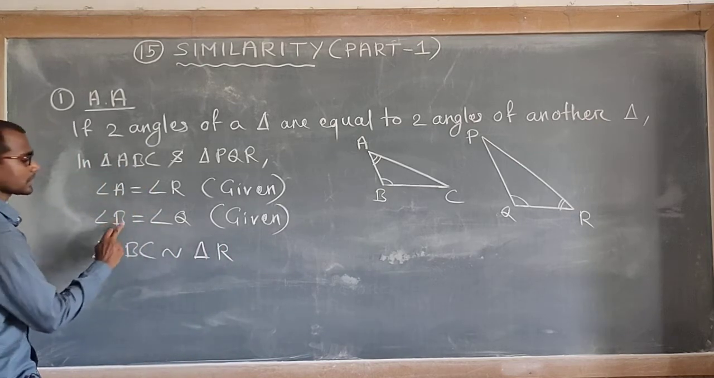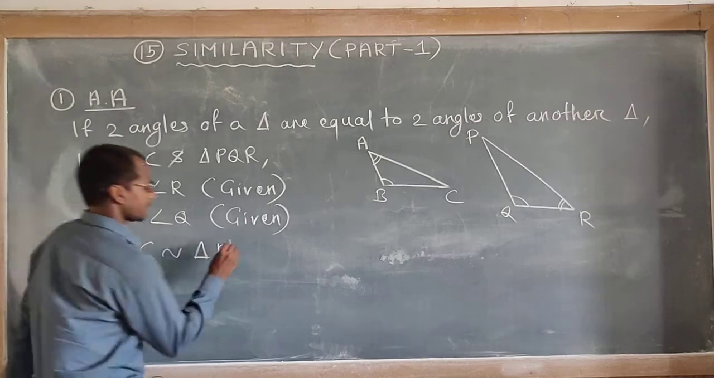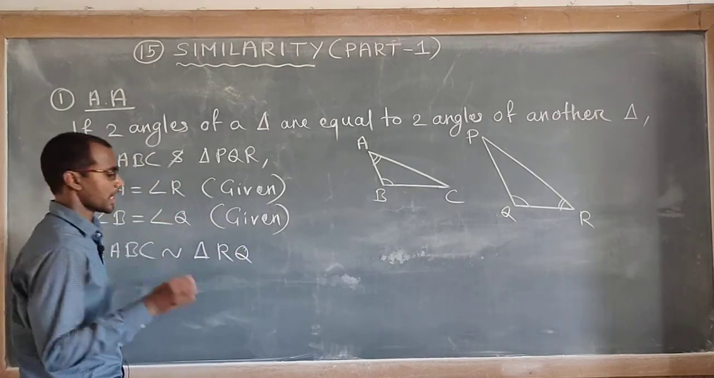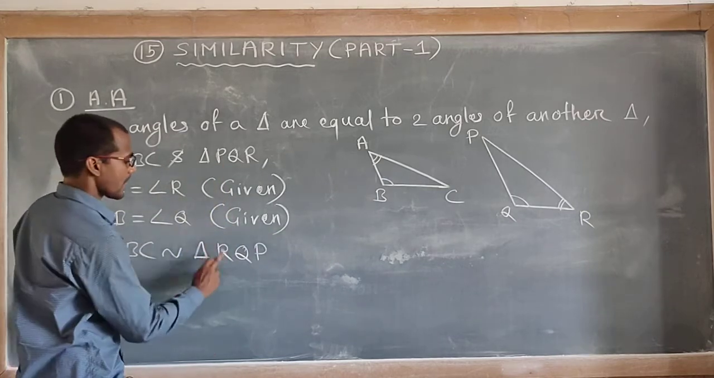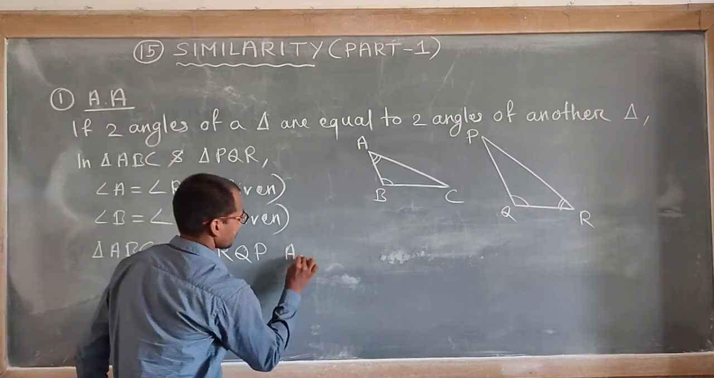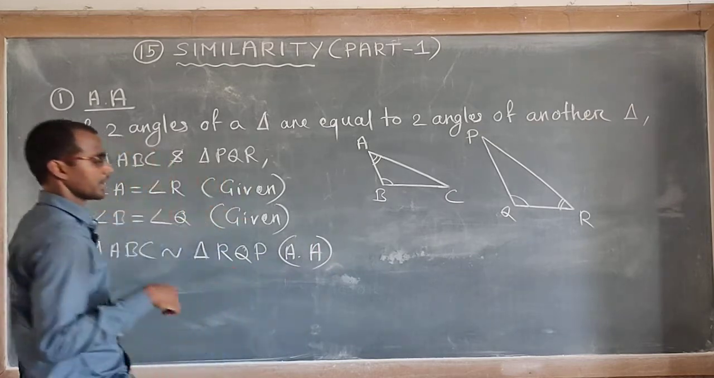Then B corresponds to Q. B middle means Q middle. So the last option is P. So the order is not PQR, rather it is RQP. Here you can write angle postulate.